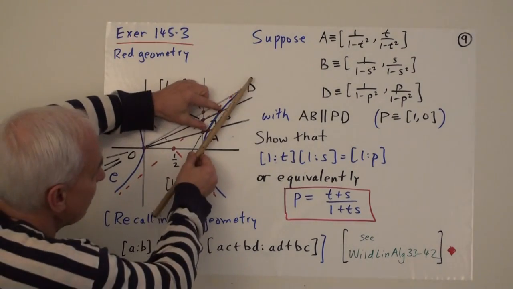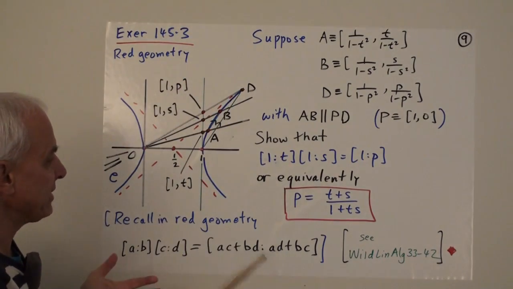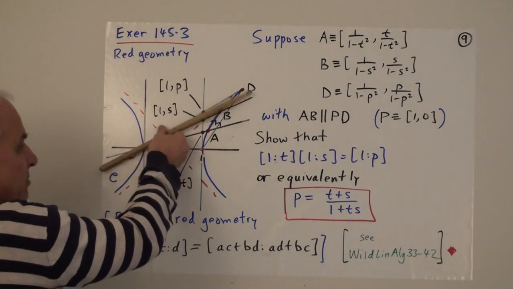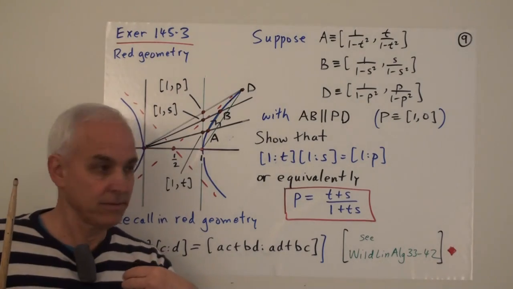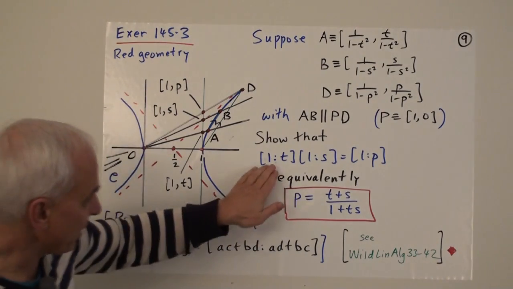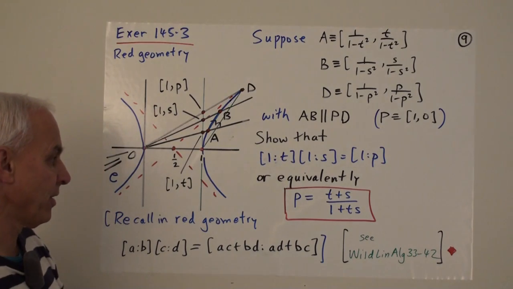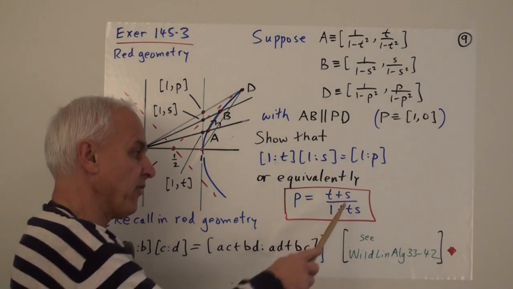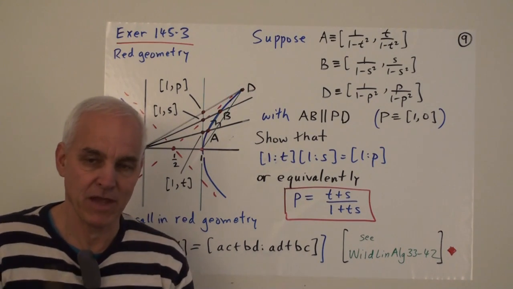So that this parallel business on the core circle exactly corresponds to having this multiplicative relation in this one-dimensional projective line. And then show that equivalently, this just unravels to showing that P equals T plus S over 1 plus Ts. In other words, our relativistic addition formula.